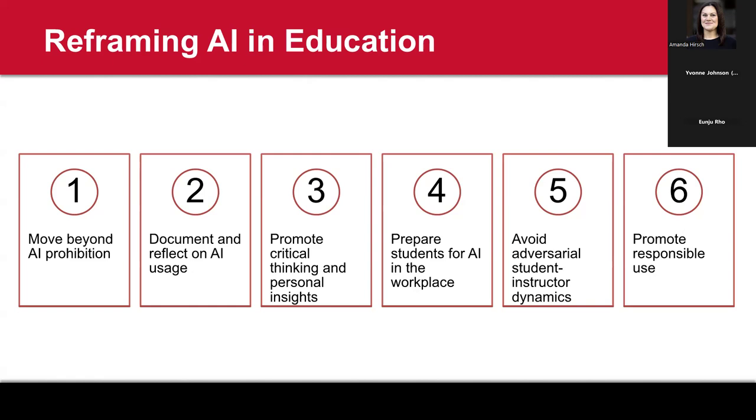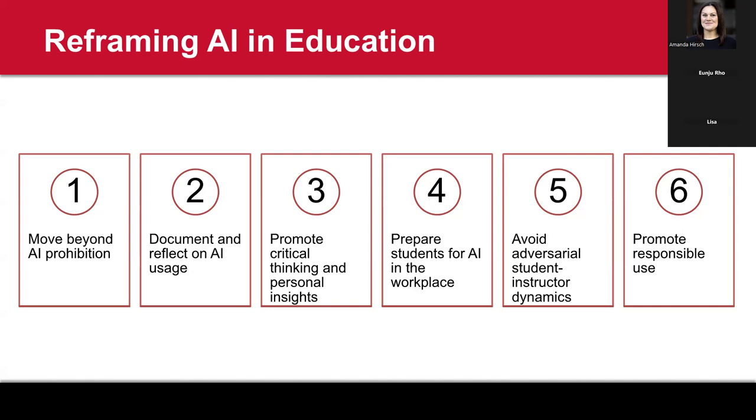We want to promote critical thinking and personal insights about AI use. We want to prepare students for AI in the workplace, but we want to prepare them in a responsible and ethical way. And put those thoughts in their mind too about when it would be ethical to use AI in the workplace. What additional work would you need to do with the AI output in order to make it more useful for your project at work or what have you? So prepare students for encountering AI in the workplace, but also with using it effectively. Showing them that AI isn't going to do the job for them, knock on wood, but that they can use it as a tool and how they can improve on it.